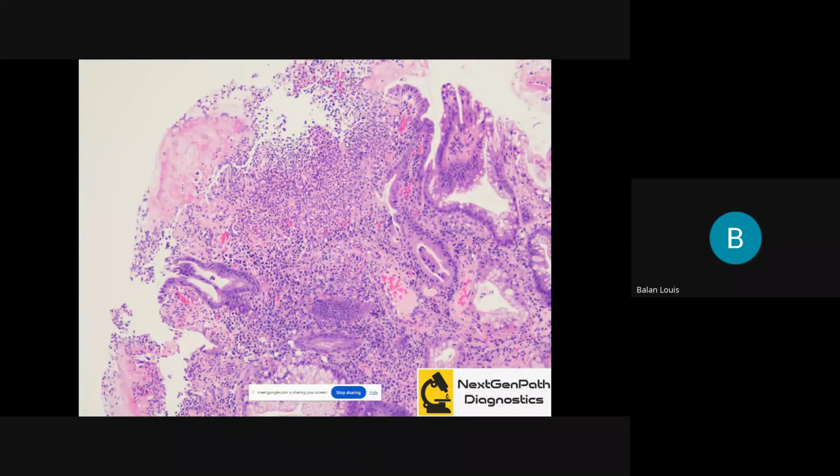Sometimes we may also see a lot of neutrophils, ulceration, but here, unlike the previous biopsies, there is marked gastric gland distortion.